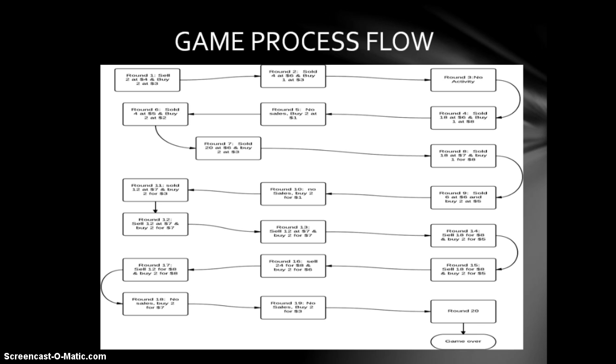Alright, so first, this is our game process flow. We made a flow chart here of each round, what we bought and what we would sell. Originally, you can see that in the beginning we were buying cheap, and that was our early game plan: buy cheap and sell high. After round 3, though, you see we didn't have any activity and didn't buy any paper. We kind of realized that we needed to change that, and we continued to buy paper throughout the rest of the rounds.